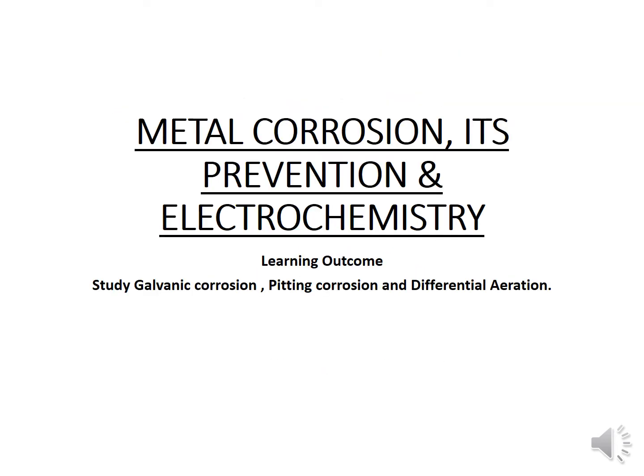Chapter 2: Metal Corrosion, its prevention, electrochemistry. The learning outcome of today's video is to study galvanic corrosion, pitting corrosion and differential aeration. How this type of corrosion occurs and what its effect is in industrial engineering, we are going to learn in this topic.